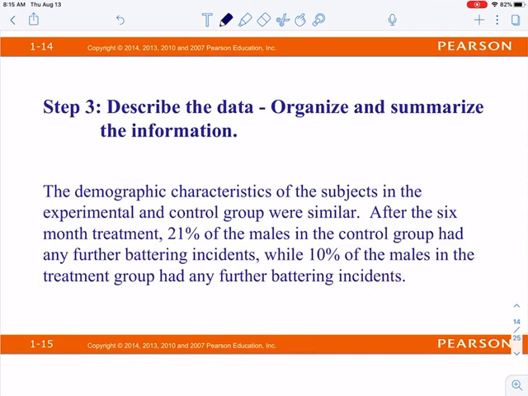So step 3 is to describe the data, organize and summarize the information. Again, based on that example, the demographic characteristics of the subjects in the experimental and control group are similar. After 6 months of treatment, 21% of the males in the control group had further battering incidents, while 10% of the males in the treatment group had any further battering incidents.